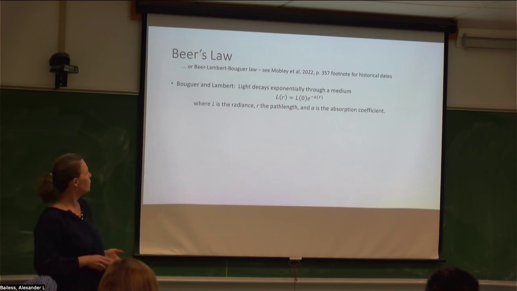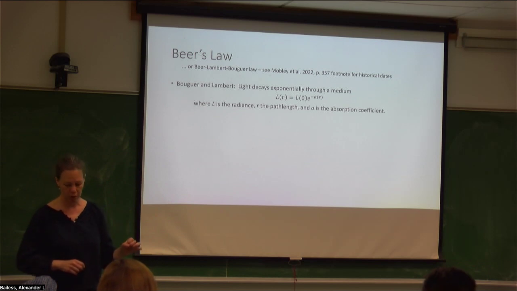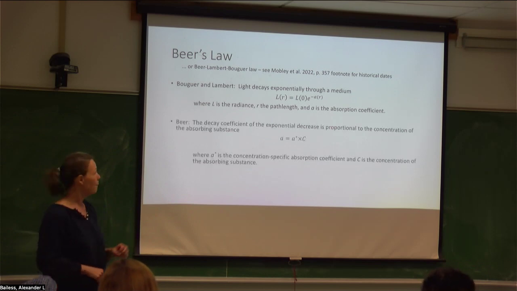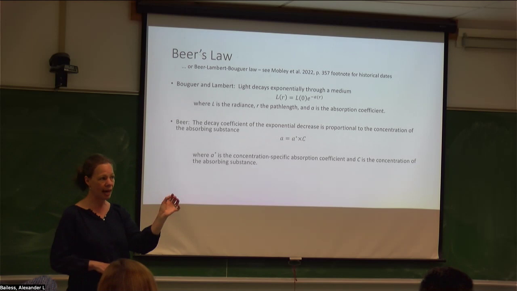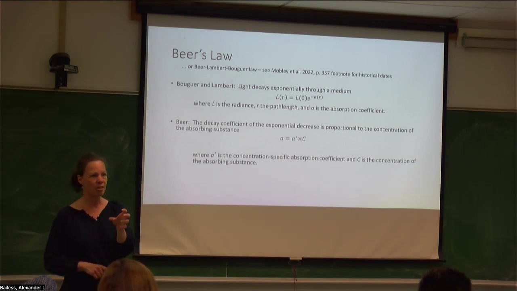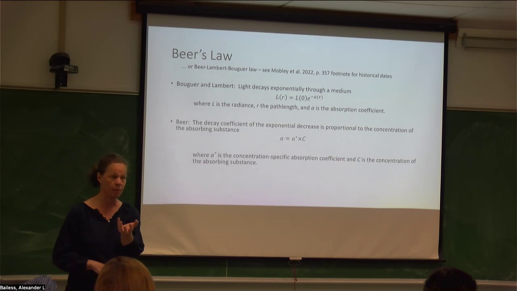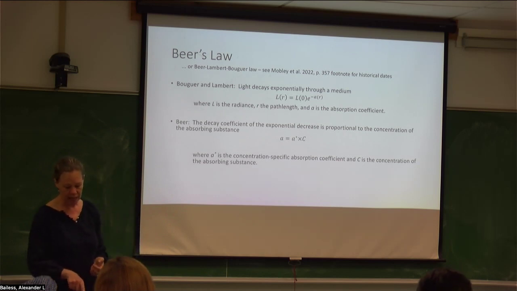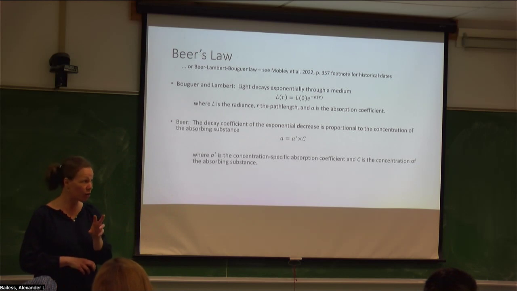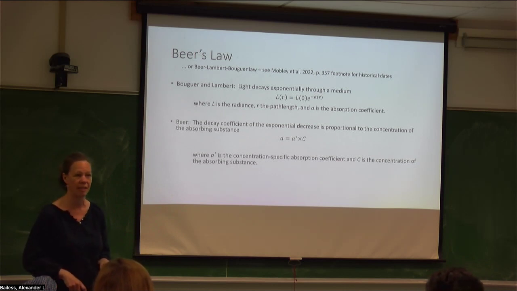So in the equation that I've put up here, we're using capital L as the symbol for radiance, R the path length or the distance through the medium, and then A is our absorption coefficient. Beer further described that decay coefficient, A, is proportional to the concentration of whatever is doing the absorbing in the medium. So here, defining A as the product of A star, the concentration specific absorption coefficient, times C, the concentration of the stuff, whatever the stuff is.